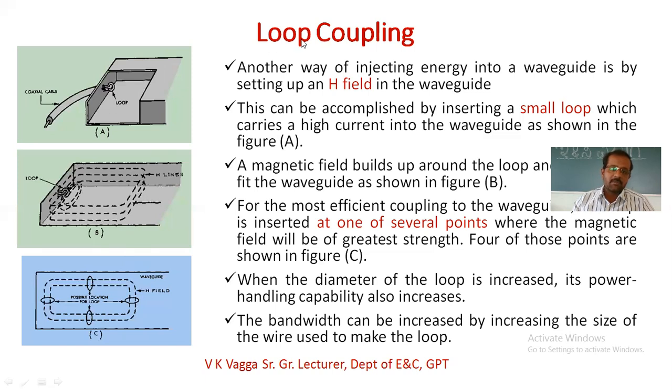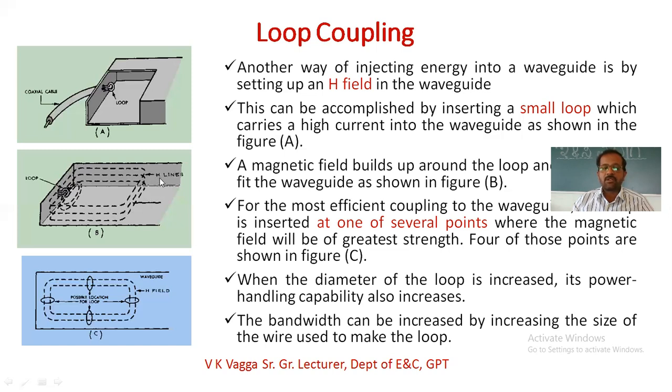In order to establish the loop coupling, a coaxial cable is inserted at one end of the waveguide, and its two ends are shorted to form a loop. This itself is called loop coupling. If a microwave signal is applied, it forms a magnetic field around the loop, and that field then expands around the waveguide.